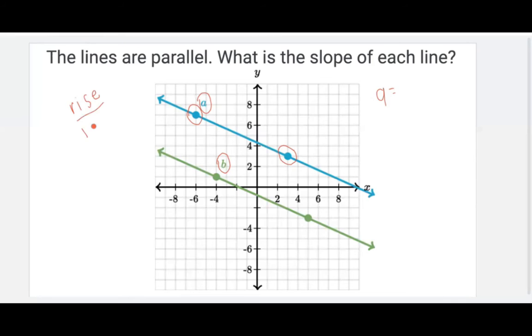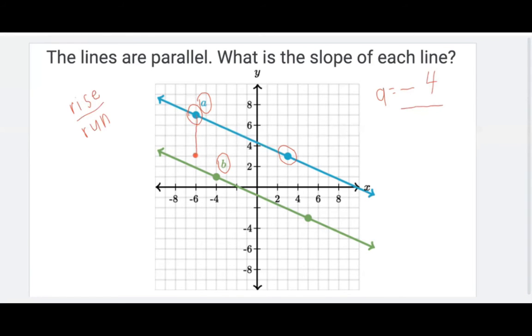So first, count the vertical change from your leftmost point to the next solid point. In this case, we see that we're actually counting down to our next point. So since we're counting down, we know that our slope is going to be negative. So let's go ahead and count down the units. We have 1, 2, 3, 4 units down. So that will be our rise or our vertical change.